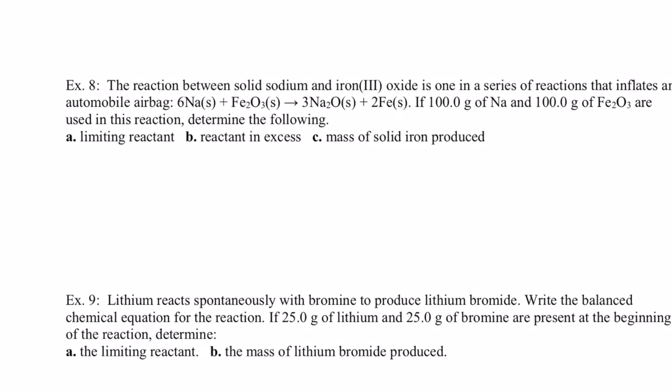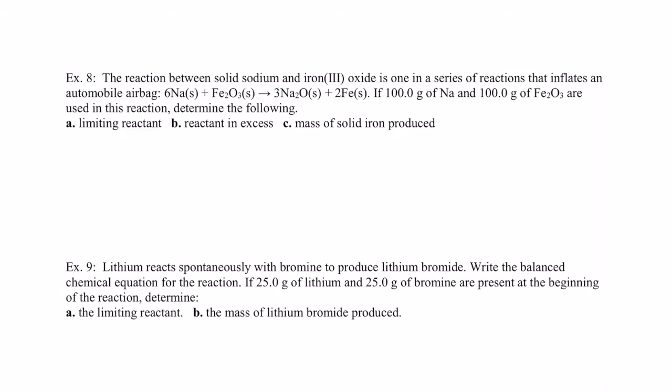All right, let's try another one. Example 8. The reaction between solid sodium, so we're reacting sodium, and iron 3 oxide is one in a series of reactions that inflates an automobile airbag. So we have sodium and iron 3 oxide. It produces 3 sodium oxides and 2 irons. So we have 100 grams of sodium and 100 grams of iron 3 oxide are used. Determine the following. I want the limiting reactant, the reactant that I'm going to have extra of, we call that the reactant in excess, and the amount of solid iron that I can produce.